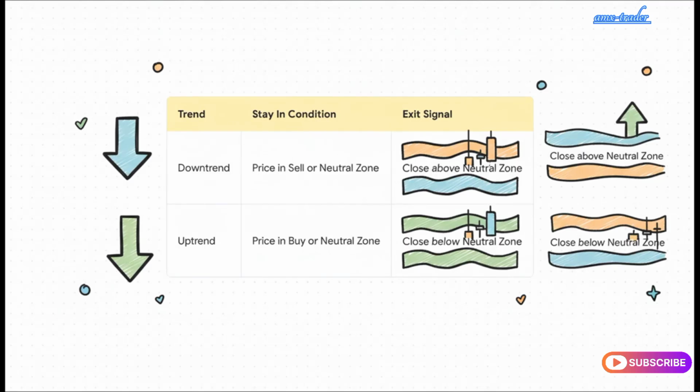So let's just say you're in an uptrend, you're in a long position. As long as the price is staying up in the buy zone, or even if it dips down to the neutral zone for a bit, the trend is still considered intact. You just hold on. Your exit signal, your reason to get out, is when you see a strong, decisive candle that closes below the neutral zone. That's the market basically tapping you on the shoulder and saying, hey, that upward momentum, it's probably over.